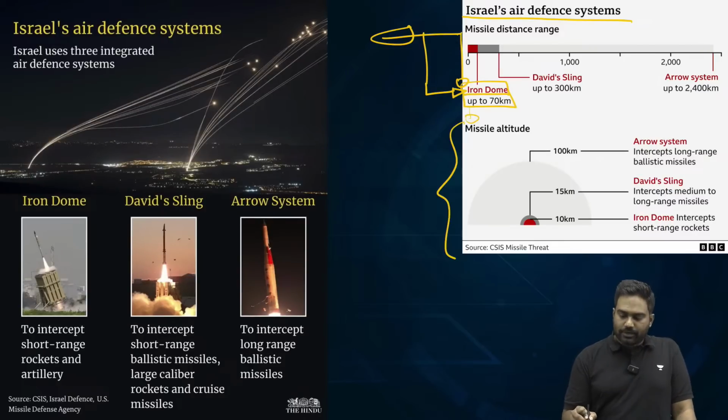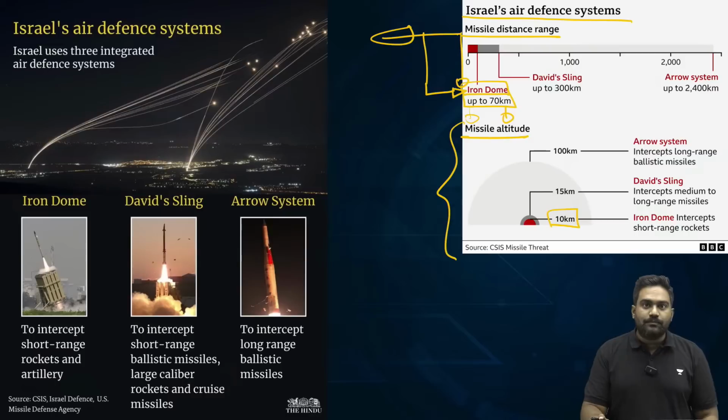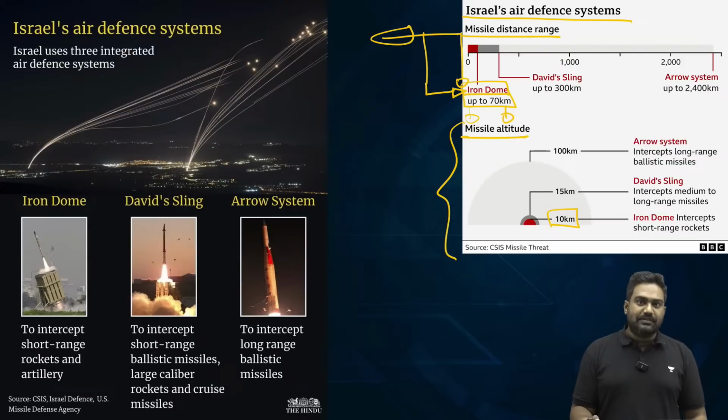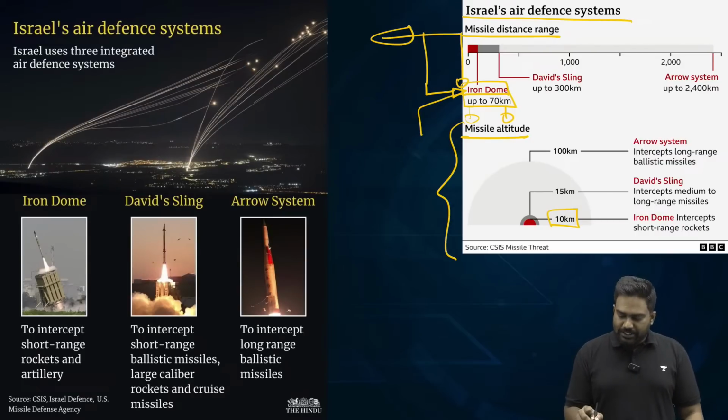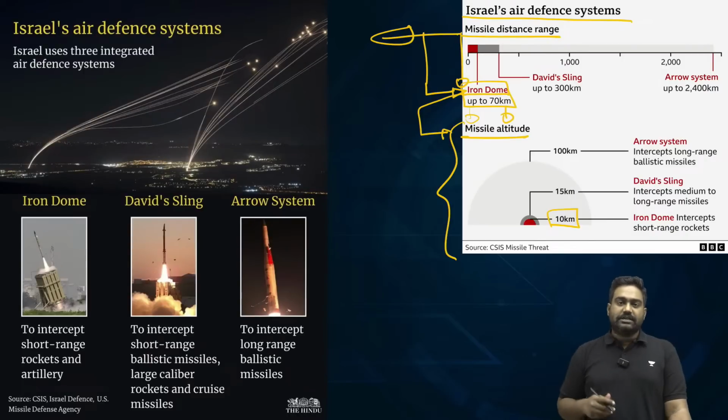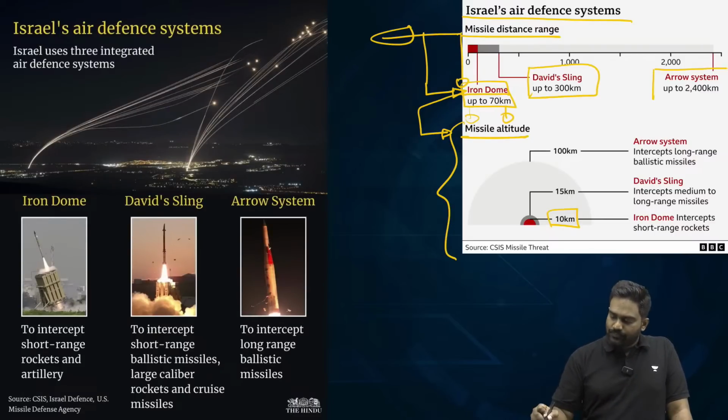It's meant for short range rockets. The rudimentary rockets that Hamas fires, right, or Hezbollah fires, only such short range rockets in a short distance with a shorter altitude, only those rockets can be intercepted by Iron Dome, right? It's a fully automated air defense system that can track the incoming hostile projectiles and launch interceptors to intercept them mid-air. Other than Iron Dome, there are two other formidable systems, David Sling and Arrow.